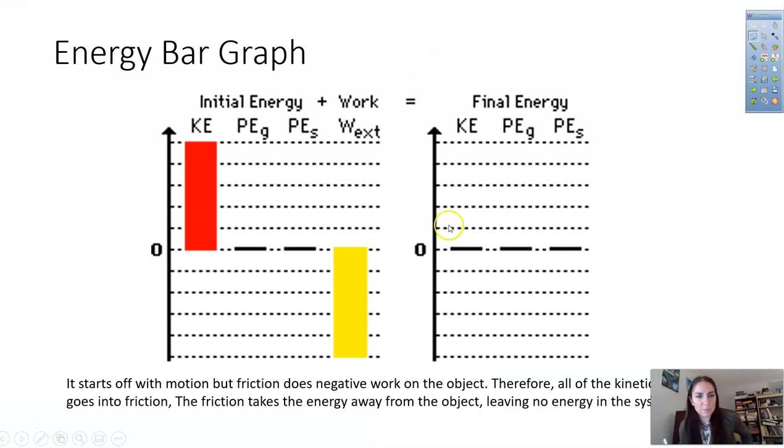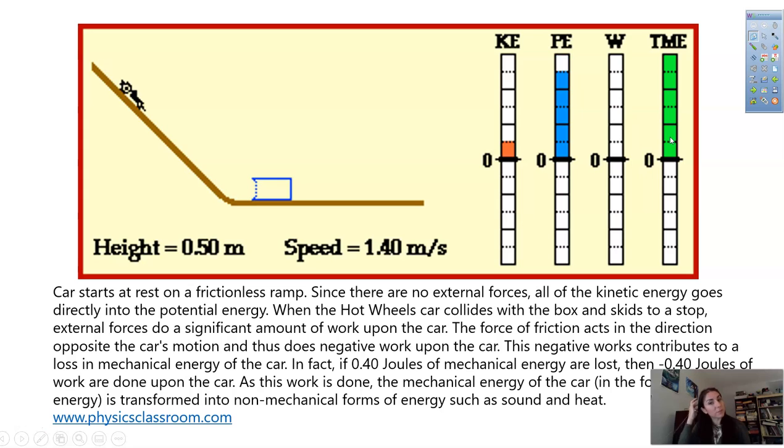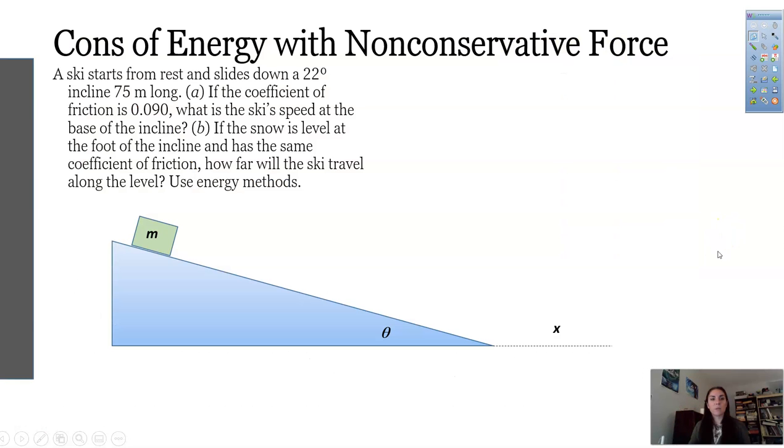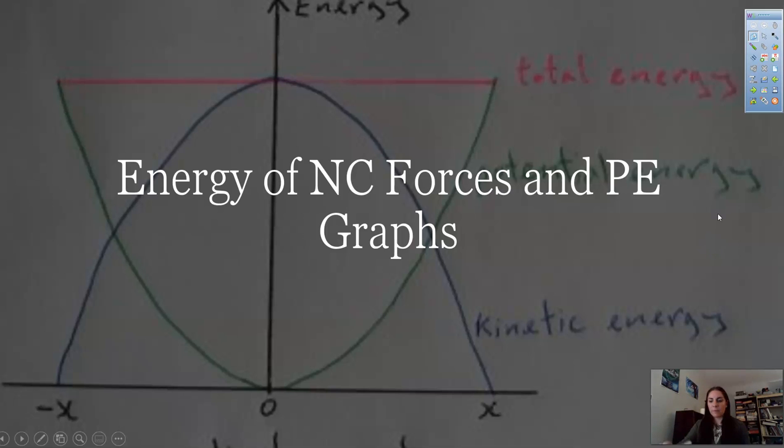Yes, so we kind of looked at this before, but how would you model this? All of the kinetic energy goes into the work done by friction, which means your final energy of the system is 0, because all the energy is taken away from your system and gone into the environment. Yes, so we talked about this. Very good. Okay, perfect.